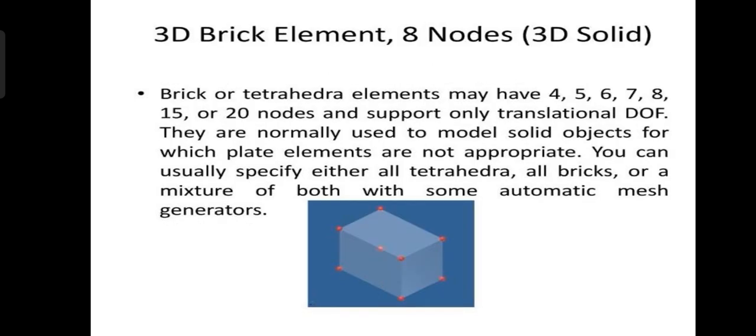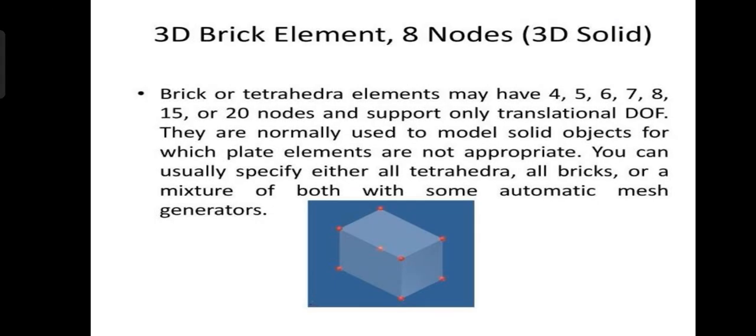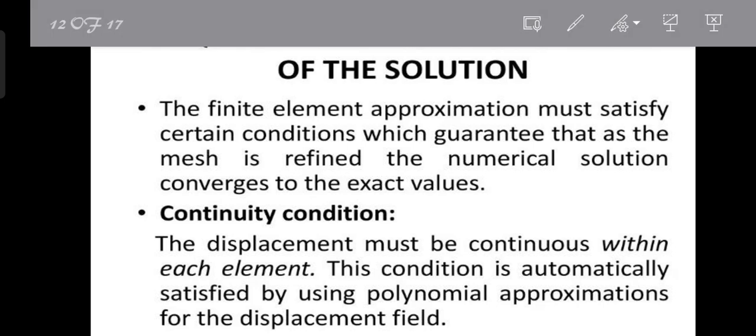Coming to the 3D brick element, it has 8 nodes. It is a 3D solid. Brick or tetrahedra elements may have 4, 5, 6, 7, 8, 15 or 20 nodes and support only translational DOF. They are normally used to model solid objects for which plate elements are not appropriate. You can usually specify either all tetrahedra, all bricks, or a mixture of both with some automatic mesh generators.